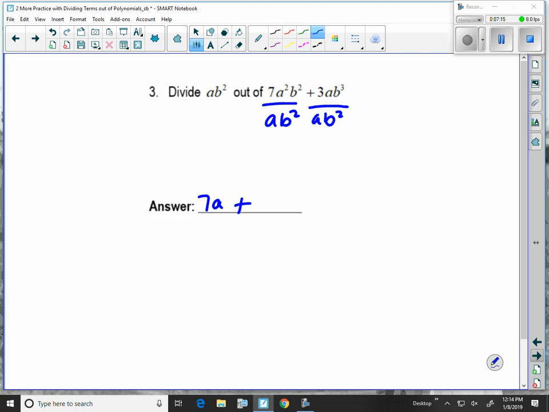Plus, now I have 3 divided by 1. There's no number there, so it's just 3. How many a's do I have left? None. How many b's? 1. You feeling okay about this stuff? It's weird, but it's a skill you already know. We're just putting it into practical use here.